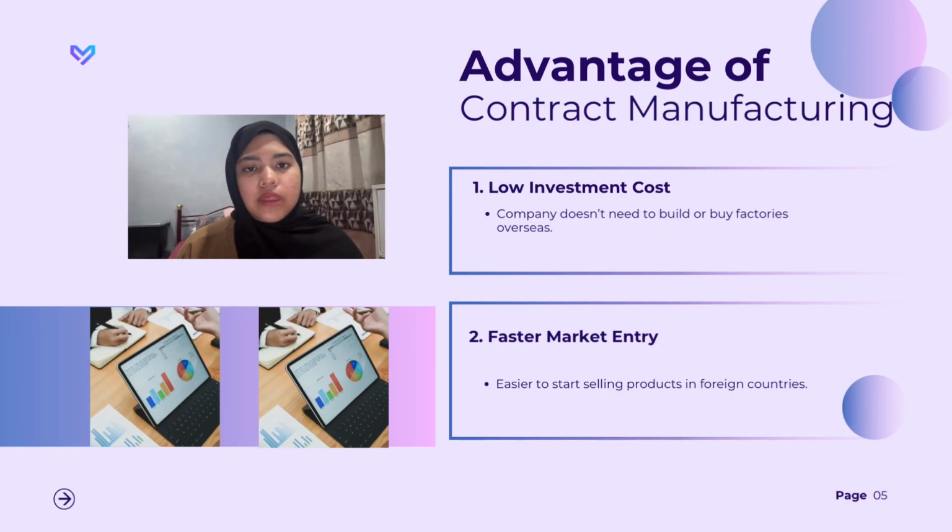Cost. This means that the company does not need to spend a lot of money to build or buy a factory in another country. The company can ask another business to make the product, so it saves money and reduces risk. Number 2, faster market entry. That means the company can start selling its product in another country more quickly because they use local manufacturers. Production is faster and the product can reach the market sooner.